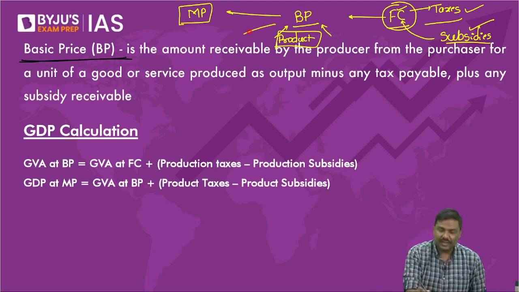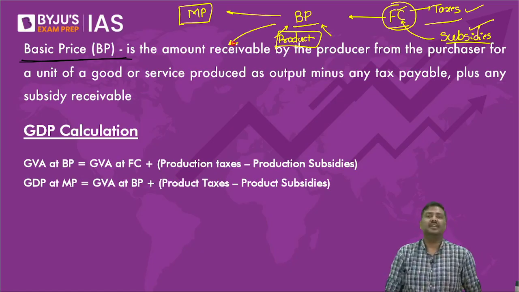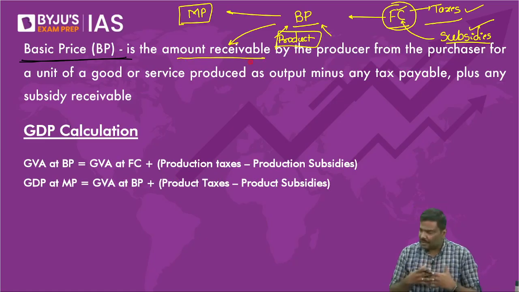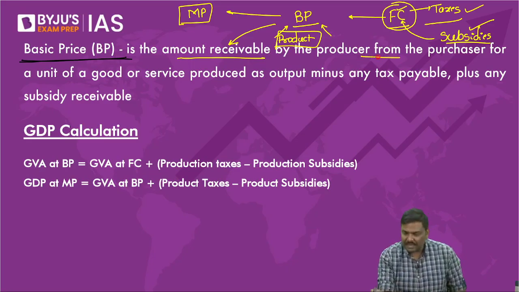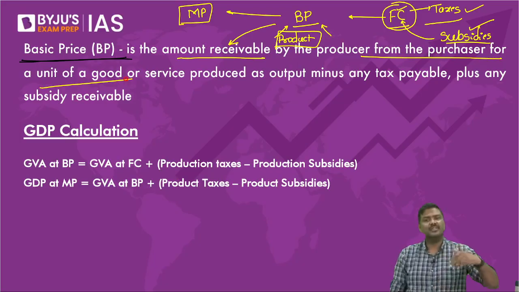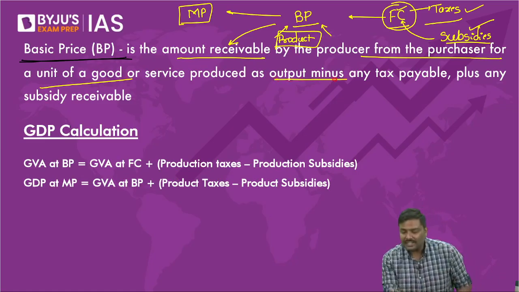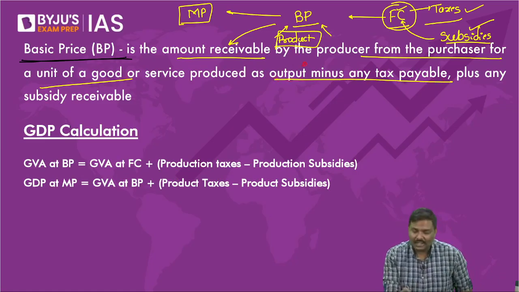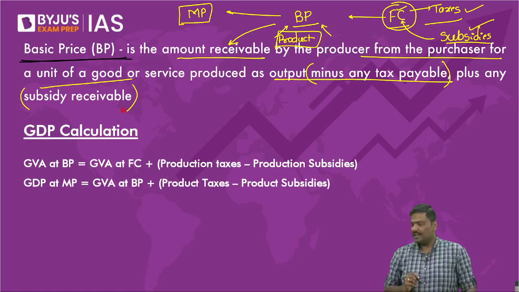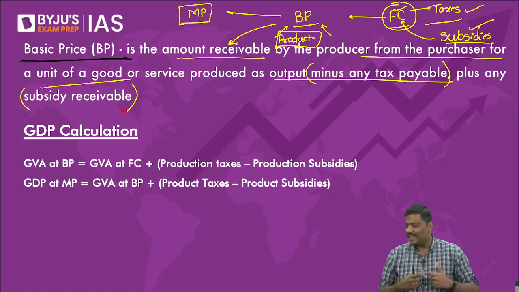And what's the definition of basic prices? This is how MOSPI defines it. Basic price is the amount that is receivable by the producer from the purchaser for any unit of a good that is produced or service that is rendered. But the only thing is that you will have to adjust for taxes as well as subsidies.